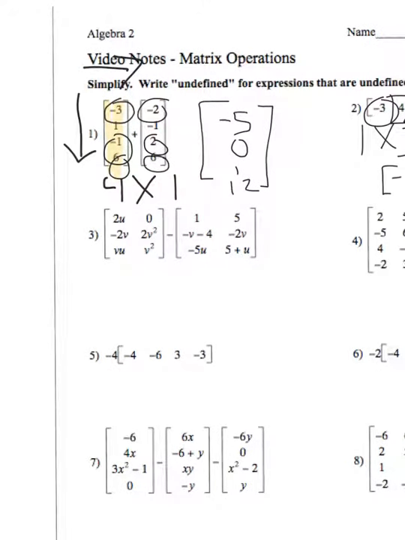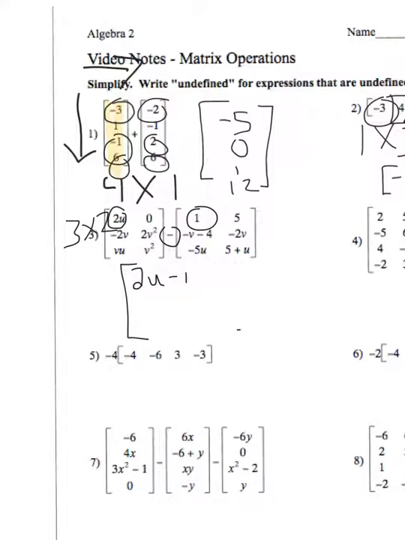Okay, when we take a look at number 3 and how many values there are, there's 3 going down, so we have a 3 by, and then there's 2 going across. So there's a 3 by 2. That means we're going to get back a 3 by 2 matrix. Addition and subtraction, we just do corresponding locations. So this is in the upper left corner. We're going to subtract the other upper left corner. So 2u subtract 1. So the upper left corner of the answer is just 2u subtract 1.